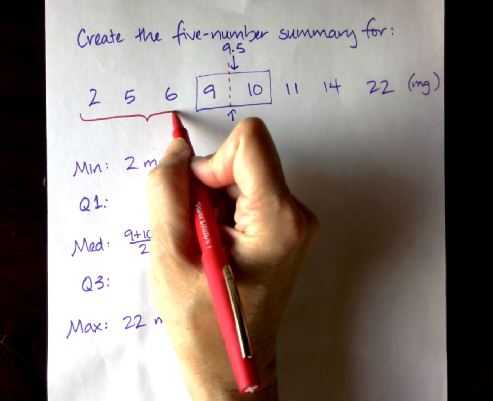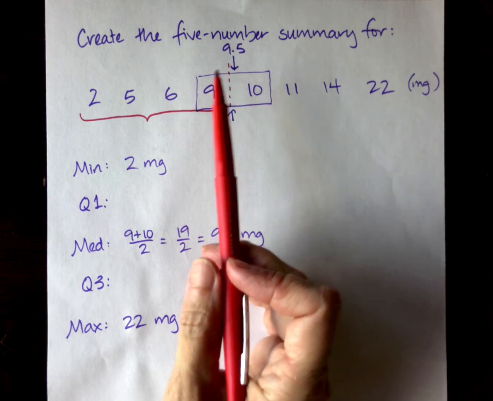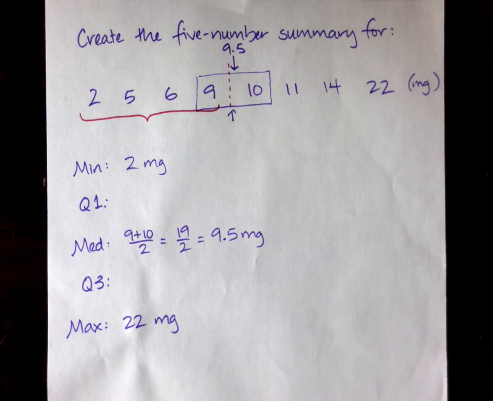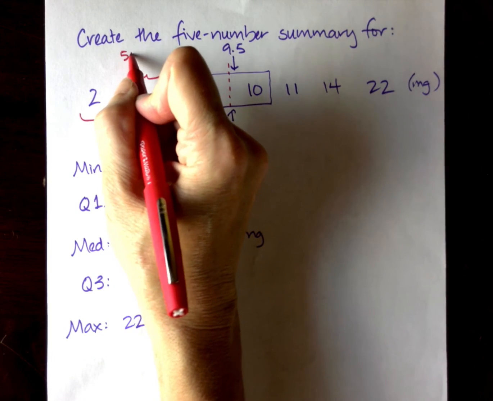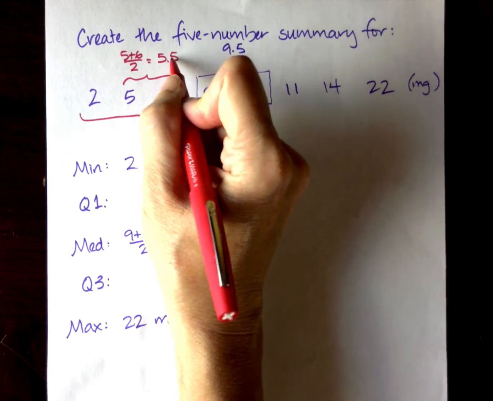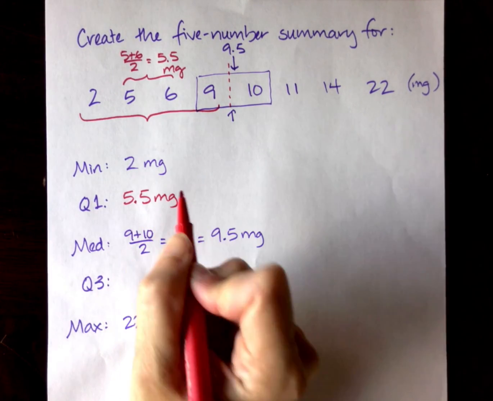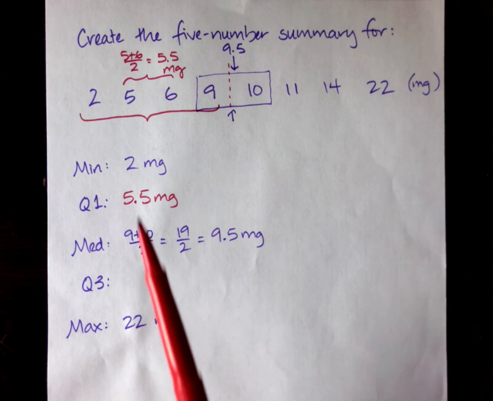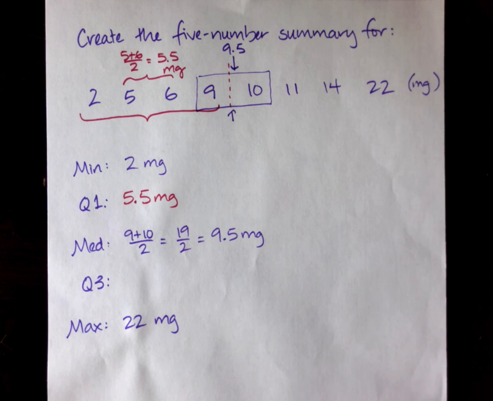So in this case, we have 4 data points that are less than 9.5, less than that marker. 2, 5, 6, and 9. We need to find the mean of 5 and 6 to get that first quartile. So if you wanted to find an average there, you would do 5 plus 6, find that result, divide by 2, and that will give us 5.5 milligrams for our first quartile. And here, 5.5 isn't in the list, but it lives exactly halfway between 5 milligrams and 6 milligrams.